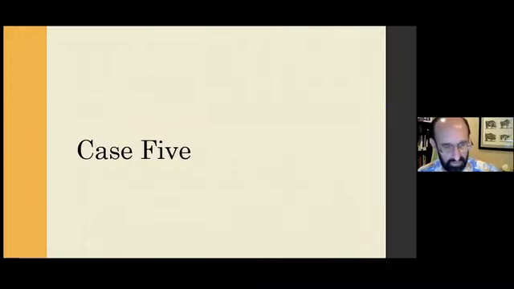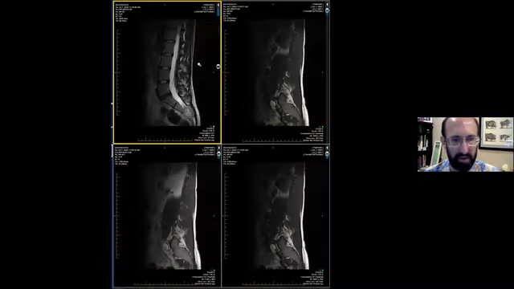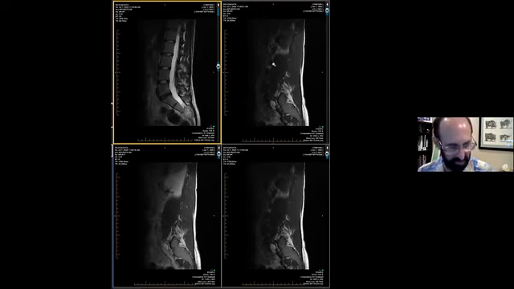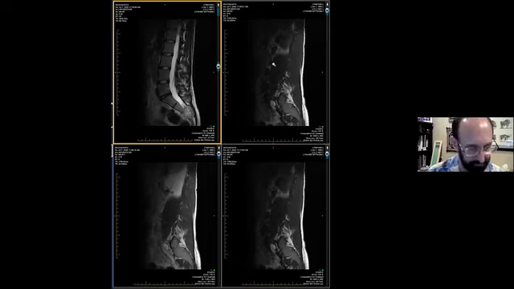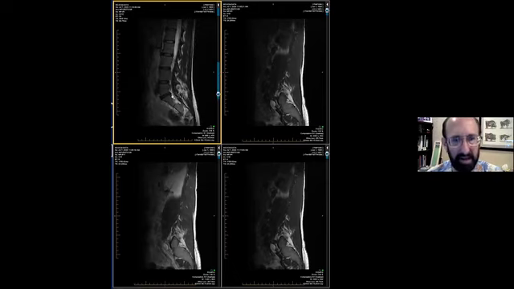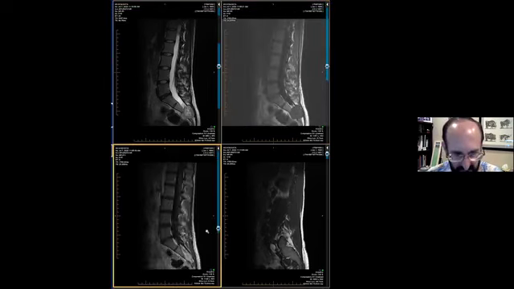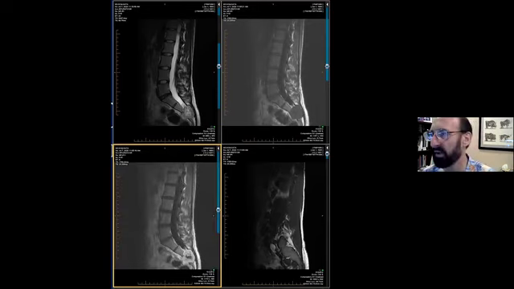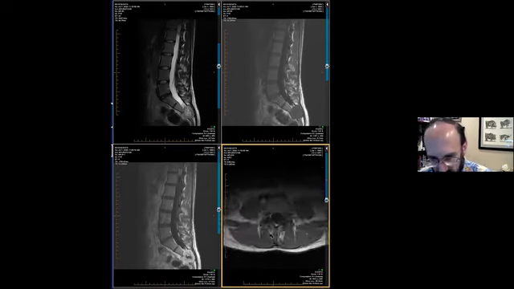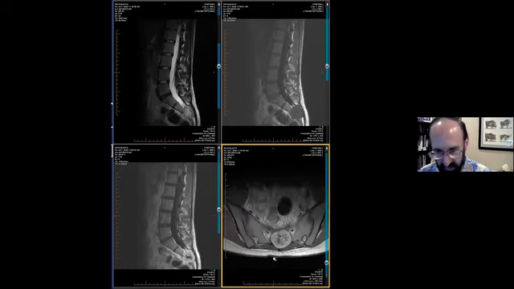So let's move on and finish with case 5. So here we have a mass, and let me get you the history from the chart. Says this is a patient who developed right-sided lower leg weakness and numbness and pain. So numbness and pain. So here we have the T2, the T1 pre-contrast, the T1 post-contrast, and I'll bring down the T1 axial post-contrast to show you what the lesion looked like.